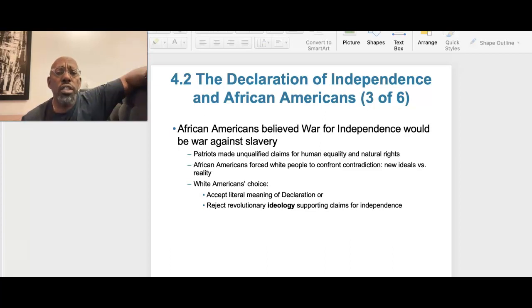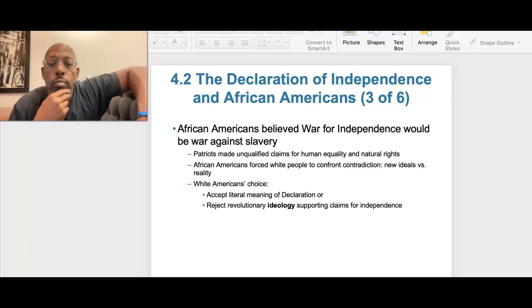So if you are pushing for a fight against colonialism and new ideas, and African Americans see that there's a real contradiction in your ideals and your reality, they begin to raise questions about this. All right. Let me pause this. So the question becomes for white Americans: a choice to either accept the literal meaning of the Declaration or reject the revolutionary ideology supporting claims for independence. All right.